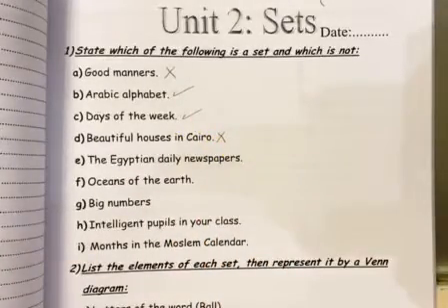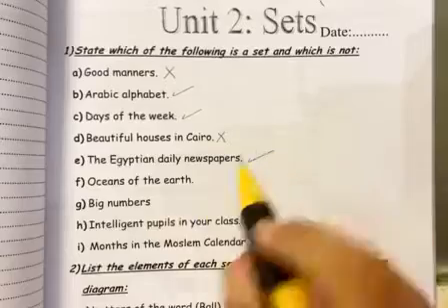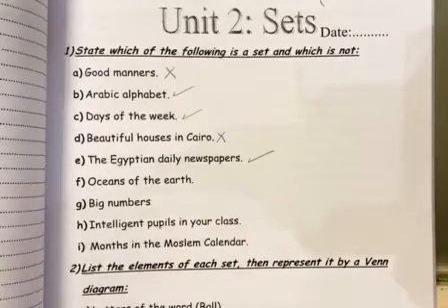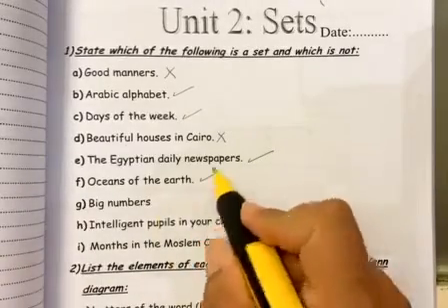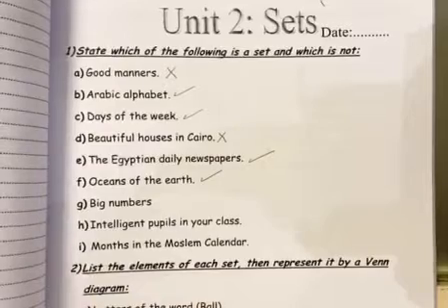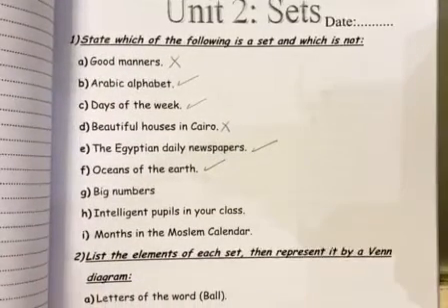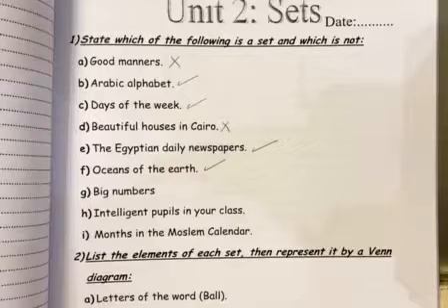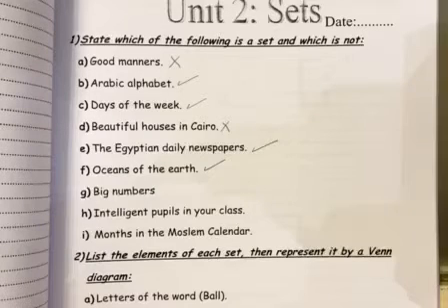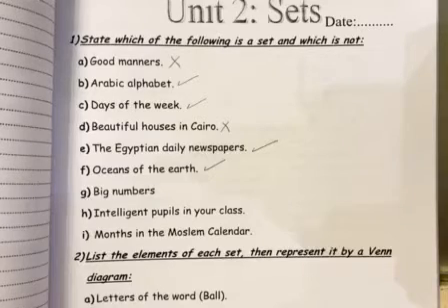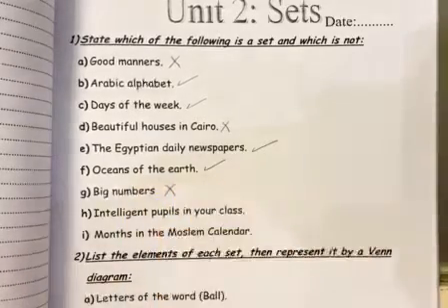The Egyptian daily newspapers are known to all the people, so it's a set. Oceans of the earth is a set. Big numbers is not a set. For a big person, maybe a million is a big number. For a baby, maybe 10 is a big number. So you cannot clearly define what a big number is, so it's not a set.